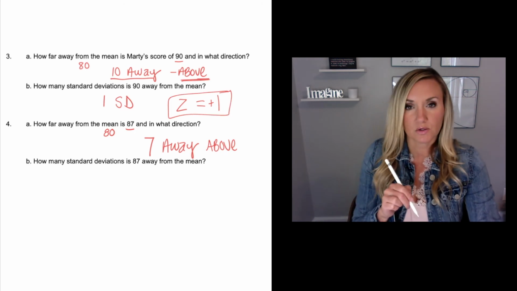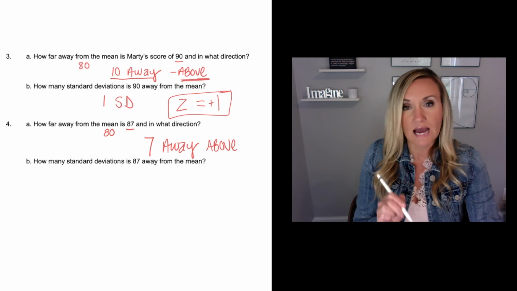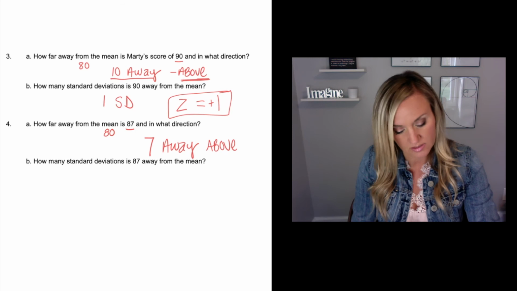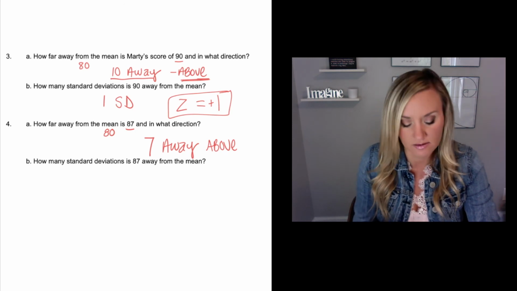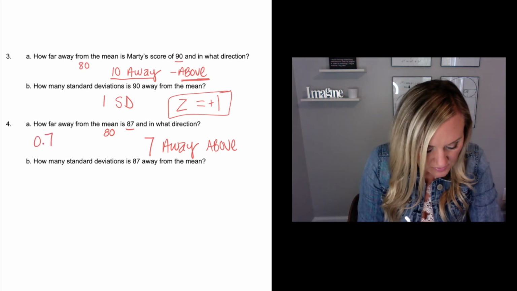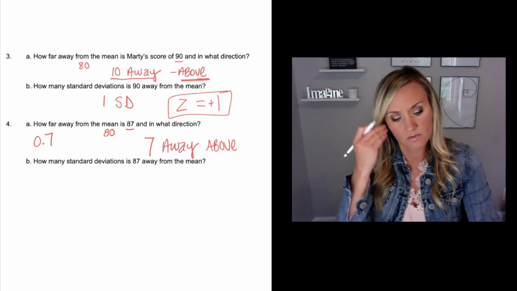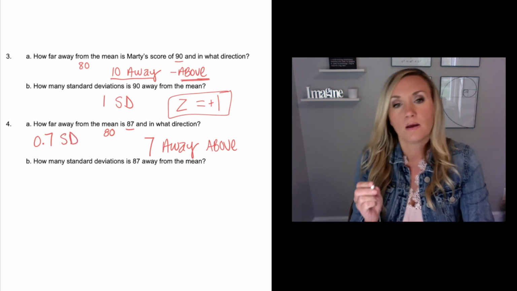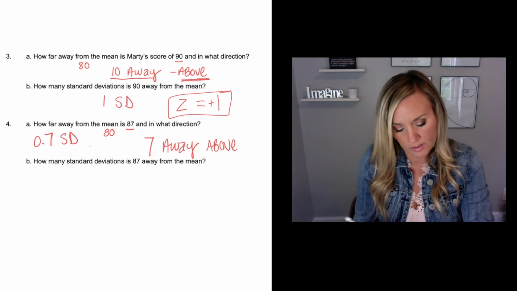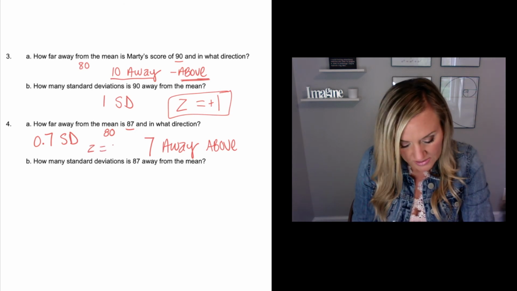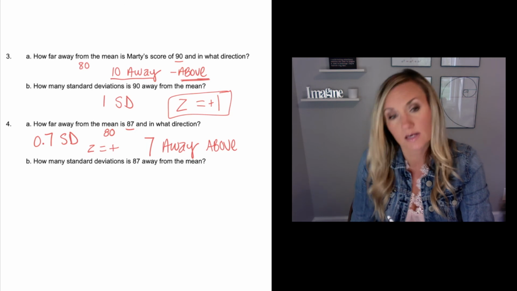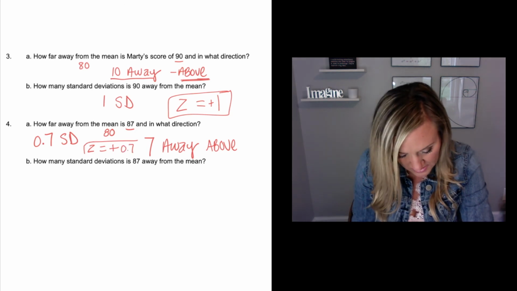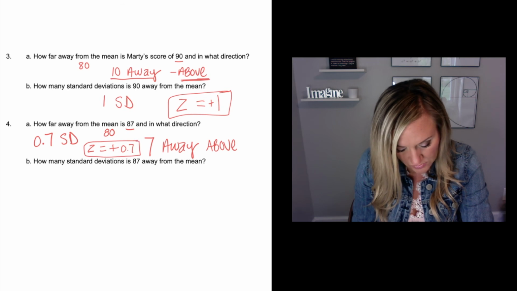So let's take a look at this example then. It's not quite 1 standard deviation, right? It's only 7, and a standard deviation in this case is 10. So we could say that this is 0.7 standard deviations away. And how would we write that as a z-score? Well, it's definitely going to be in the plus direction because it's greater than, but it's going to be 0.7, not quite 1 standard deviation away.